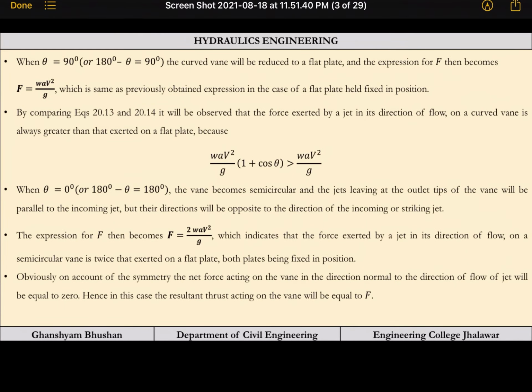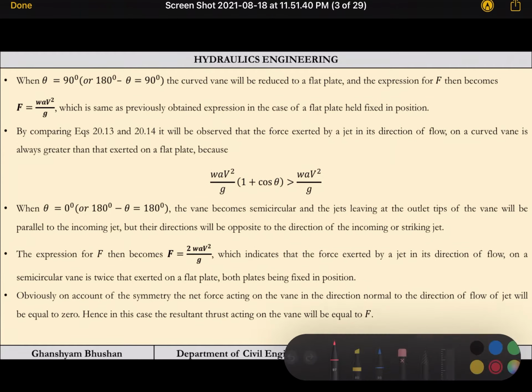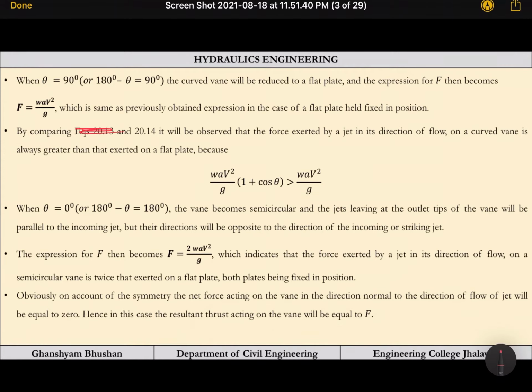So when theta is equal to 90 degrees, the curved vane is reduced to a flat plate, and you get a force of WAV square by g, which you can check in the previous lecture. Now if we compare equations 1 and 2, you will get to know that for a given theta value, in the case of curved vanes we get a larger force than in the case of the flat plate. That is the reason why we use curved plates in hydraulic machines.